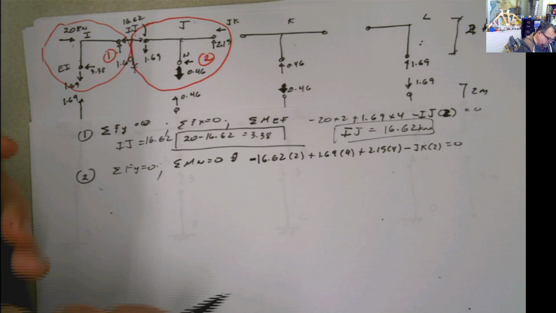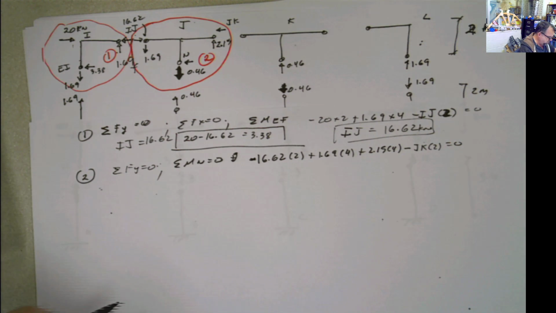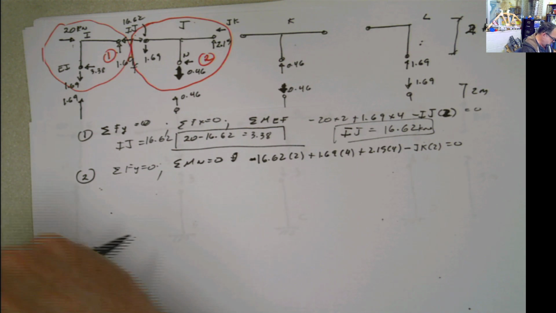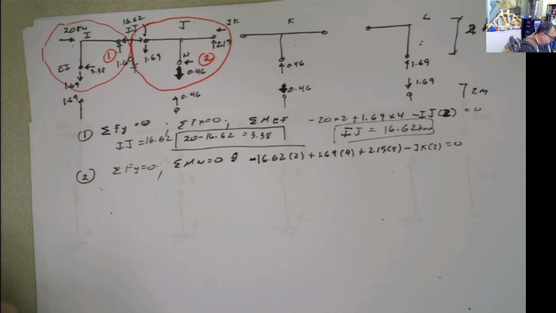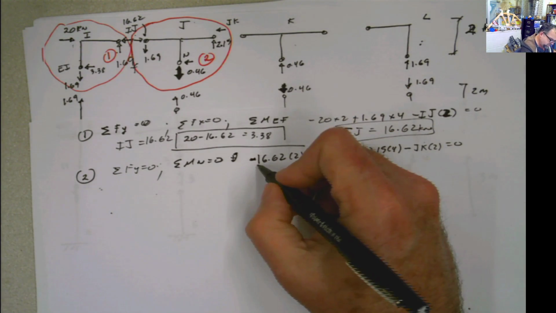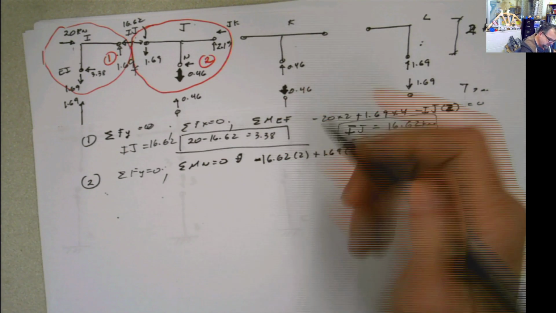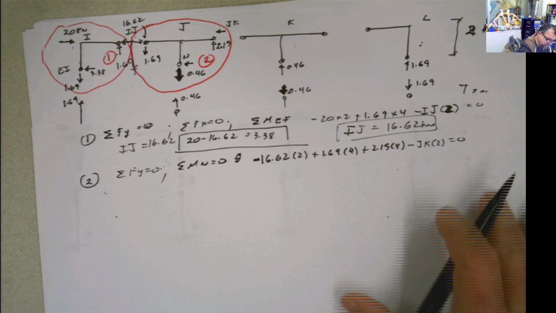16.62 times 2 plus 1.69 times 4 plus 2.15 times 4, and everything is going to be divided by 2. Let's see again. Oh, I messed up in the calculations again. 16.62. Where's my 16? This is live, guys, so I'm messing up. I'm not editing anything.